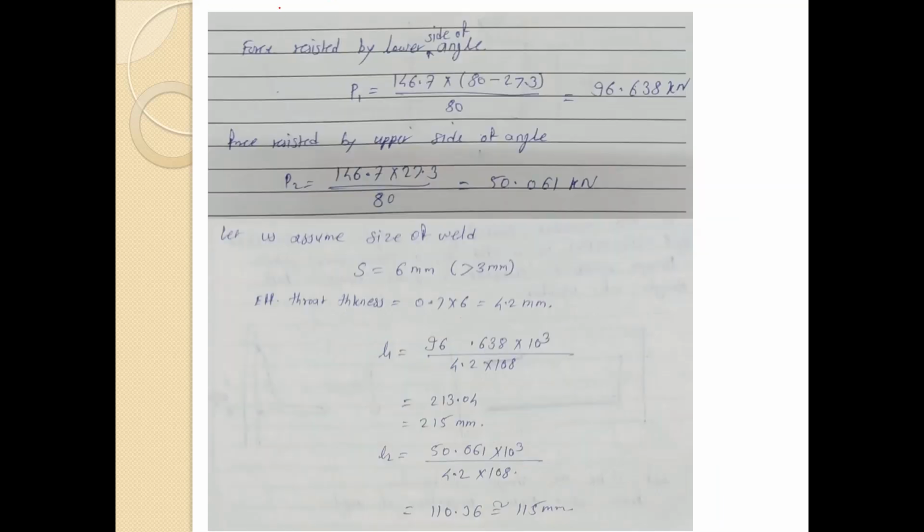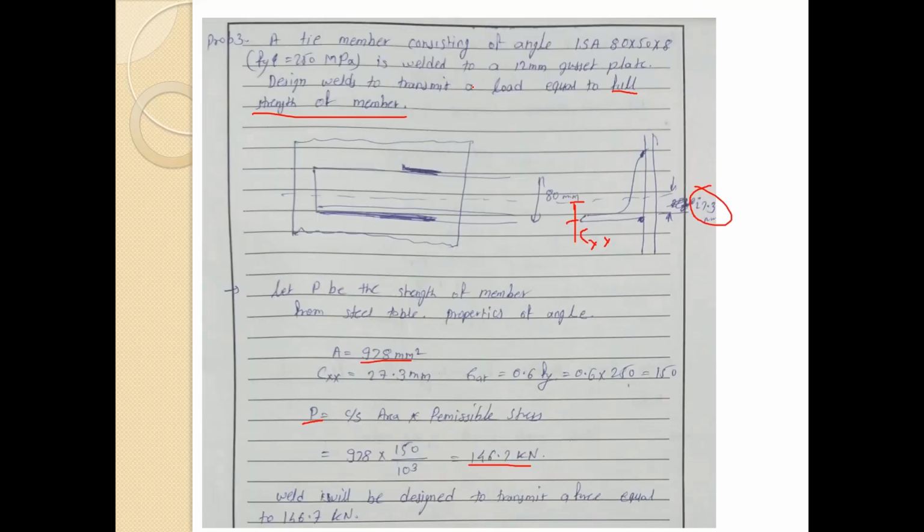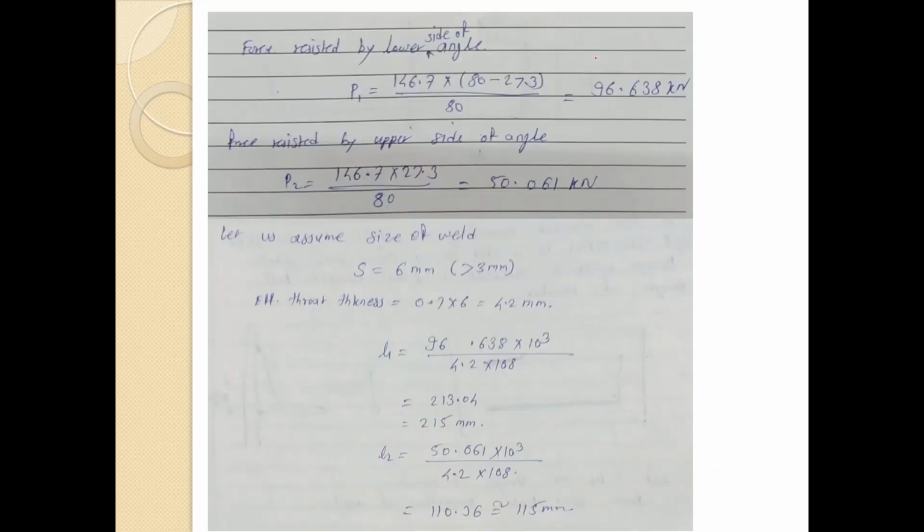Further, the force resisted by the lower side of the angle, that is P1. So P1 has been given over here. So 146.7, that is this, into 80, which is the length of this particular leg. This entire length is 80. So this is 80 by 50 by, so this 80 minus 27.3, that is Cxx, divided by 80.